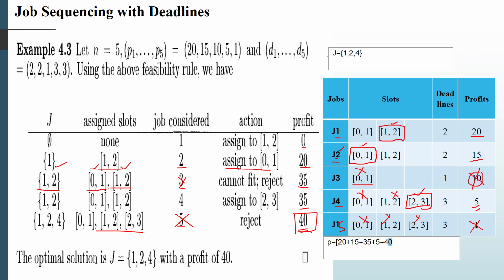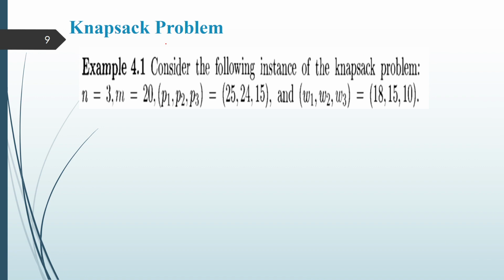Okay, is it clear? Okay. Next I'll go to the knapsack problem. Knapsack problem means what? You have to place the items in a bag. Knapsack is one bag. In that bag you have to place the items, based on the capacity of the bag. M is the capacity of the bag. Here it has a capacity of 20 and 3 items are available. The profits of these items are 25, 24, 15 and the weights of the items are 18, 15, 10 here.